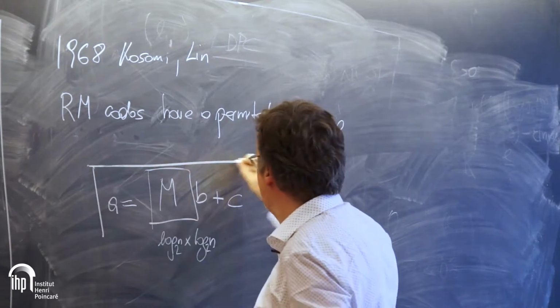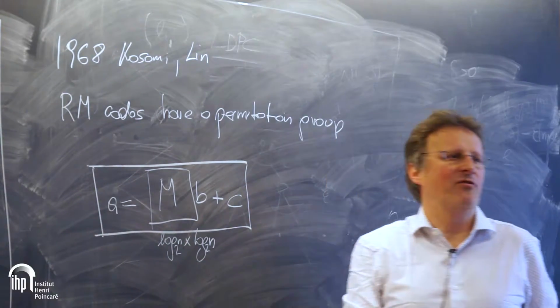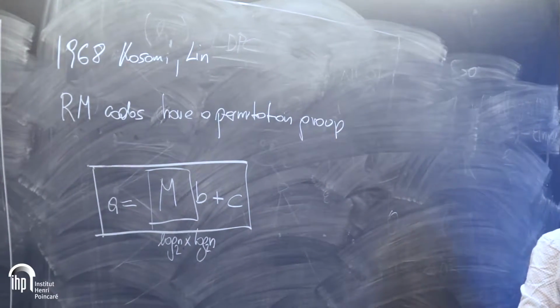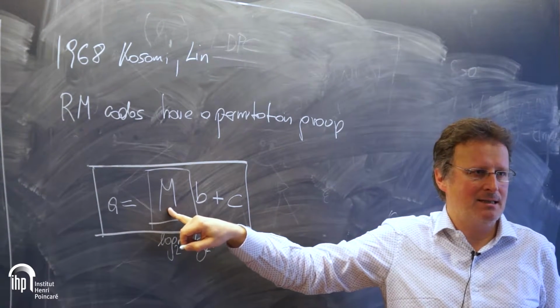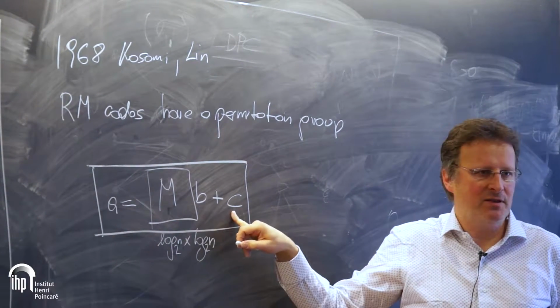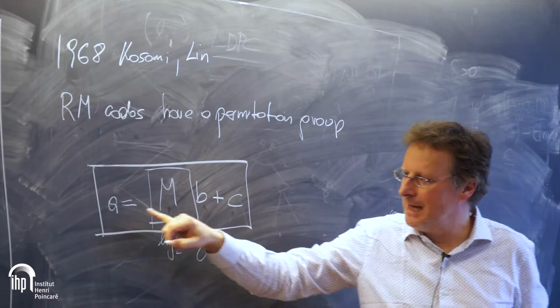So any mapping of the following form will keep the code invariant. What do I mean? You can pick any invertible matrix like this, any shift, okay? And so what is now the B and the A?